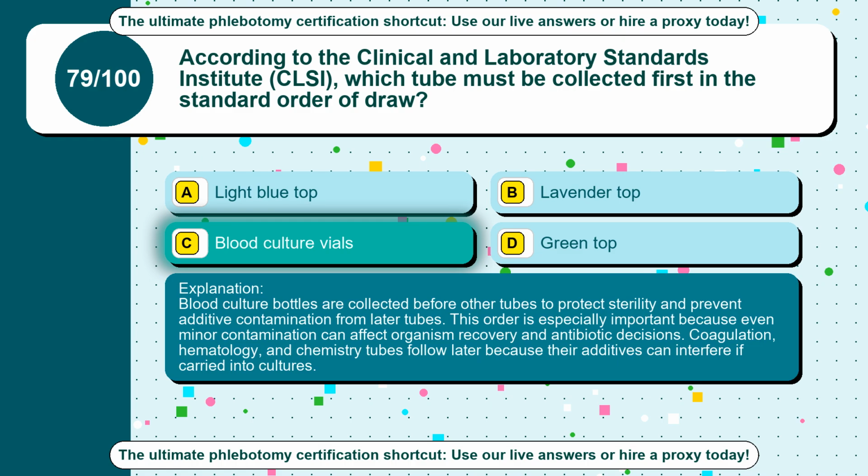Blood culture bottles are collected before other tubes to protect sterility and prevent additive contamination from later tubes.